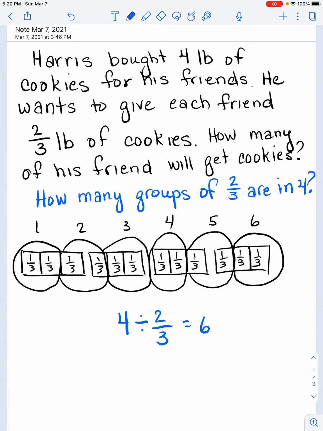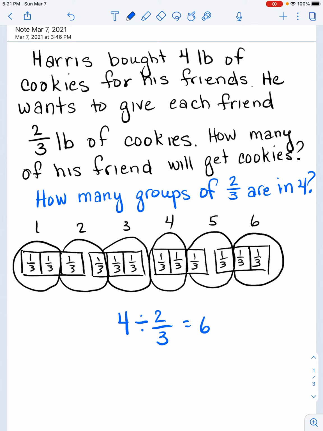And so I know that 4 divided by 2/3 is going to be equal to 6. And of course, once I turn it into this form, it becomes an equation. My equation is 4 divided by 2/3 equals 6. And this is my model. It's fairly straightforward. And obviously, you're going to move on to the algorithm or the shortcut. But again, this is going to help us understand dividing by a fraction, whether it's a whole number or a mixed number or another fraction.